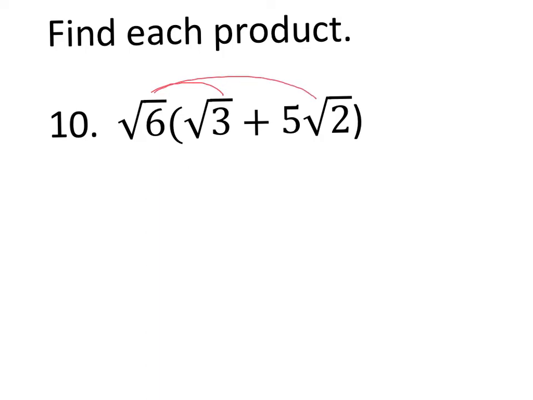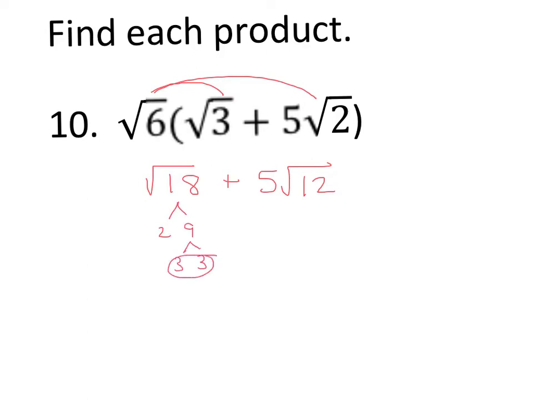When I do this, root 6 times root 3 is root 18 plus, now when I take root 6 times 5 root 2. Remember, you only multiply the insides together. Outsides multiply with outsides, insides with insides. And so I'm going to get 5 root 12. Now, just like we learned in previous lessons, you break this down: 18 into 2 and 9, 3 and 3. So 3's pair up and move out. So I have 3 root 2.